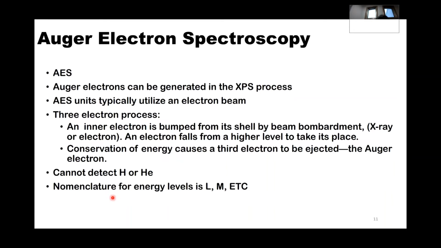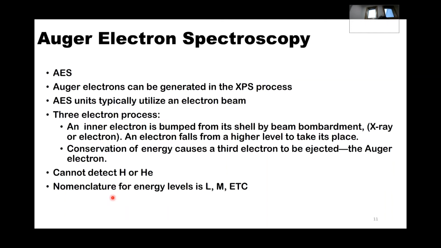Auger electrons are generated in the XPS process. Nowadays, though, they discovered Auger electrons on an XPS unit, but now when you design an Auger, you use an electron beam because you can actually control the energy of that beam just by controlling the current, the accelerating voltage, if you will. So it's a 3-electron process, is what's really important to remember. It's kind of a cool process if you think about it.